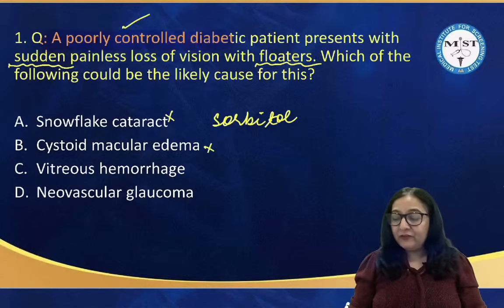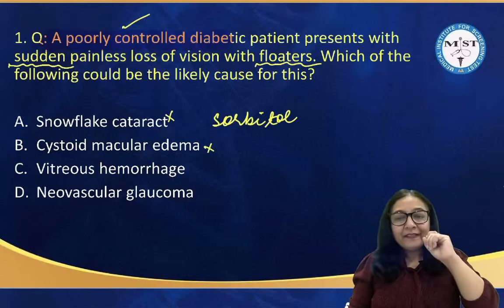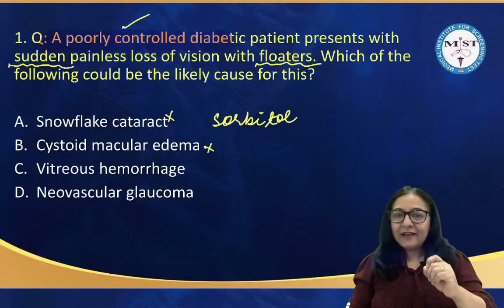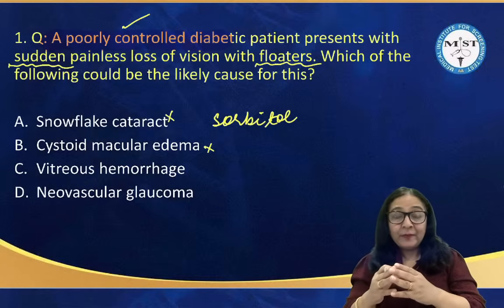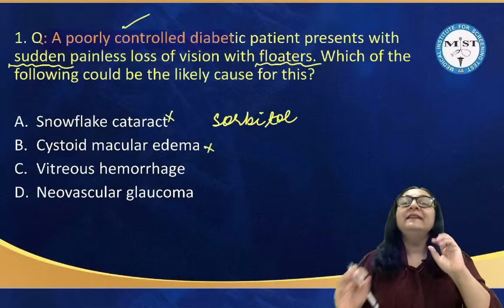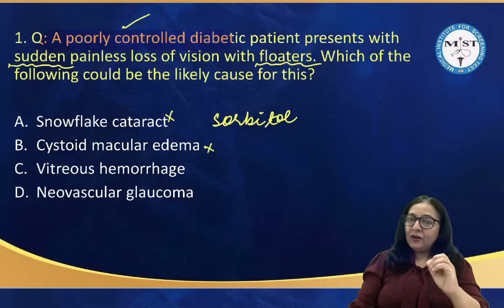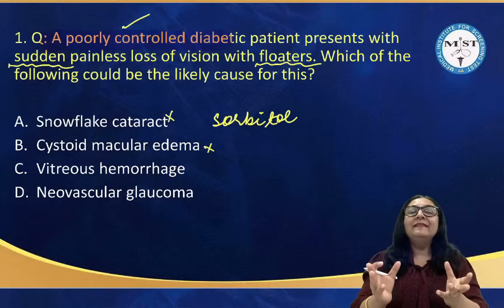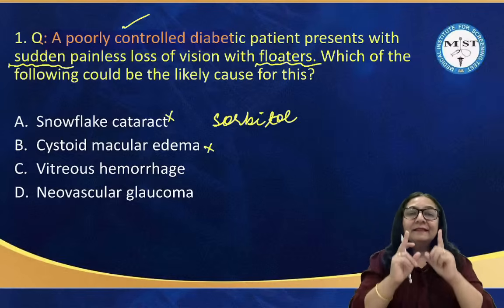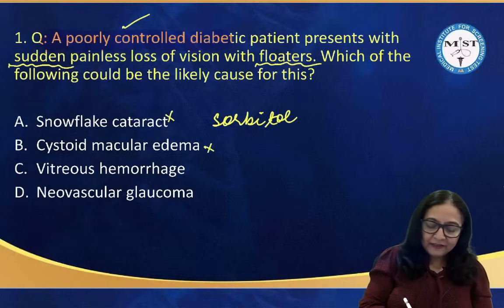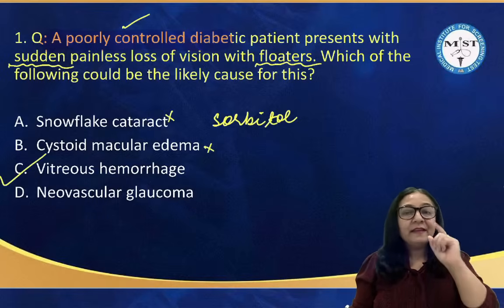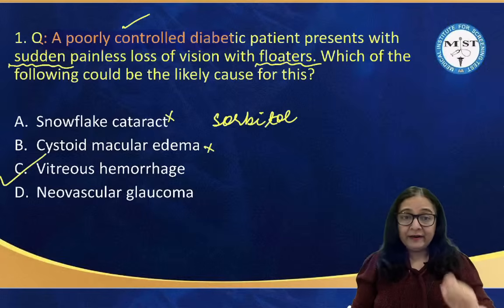Vitreous hemorrhage. So vitreous hemorrhage, when there is bleeding into the vitreous cavity from the new vessels, in a case of proliferative diabetic retinopathy, the bleeding is usually sudden. And whenever there are blood clots in the vitreous gel, the patient will see floaters. So both the things, sudden loss of vision with floaters, is fitting into vitreous hemorrhage. So vitreous hemorrhage is the most likely choice over here.